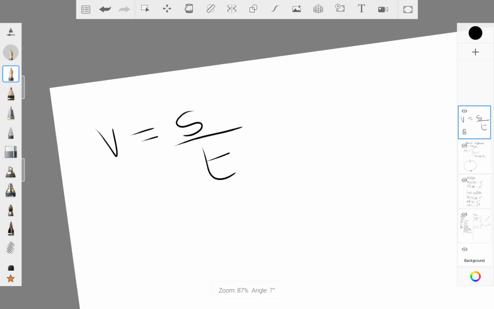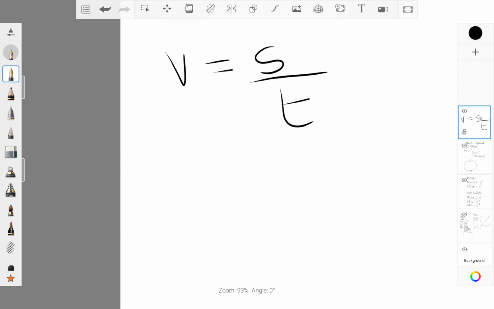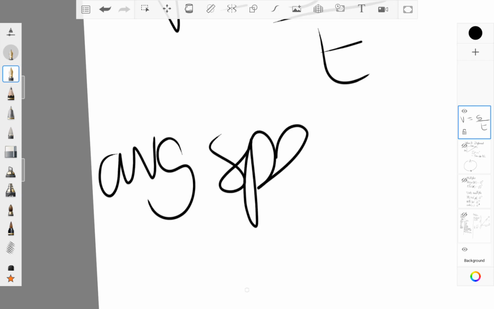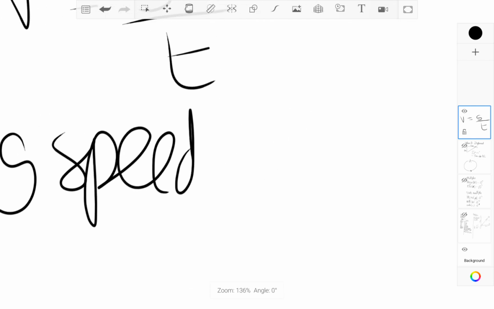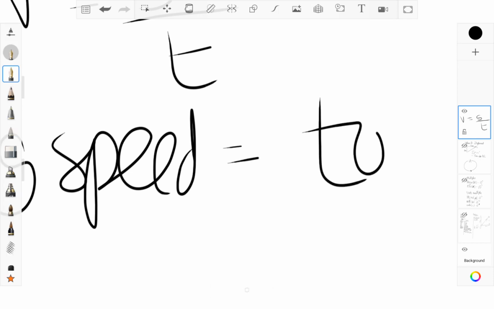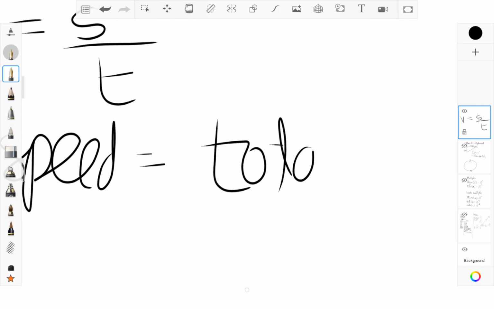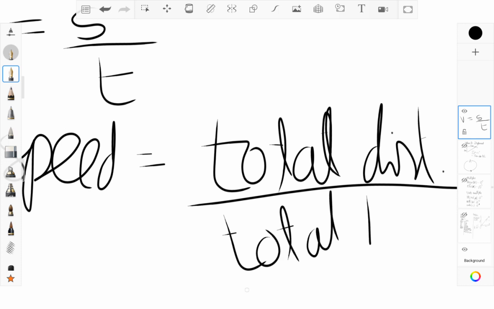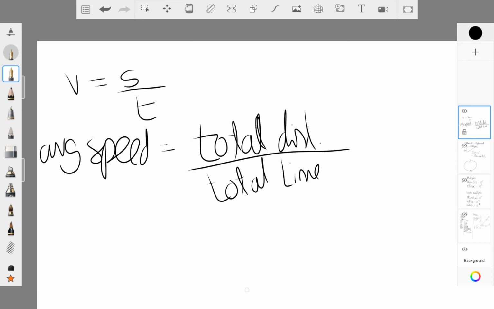Right. Now I want you to recall an equation from checkpoint, that being average speed. Average speed is the total distance that you travel over total time. Now you may be asking, why am I making this distinction?